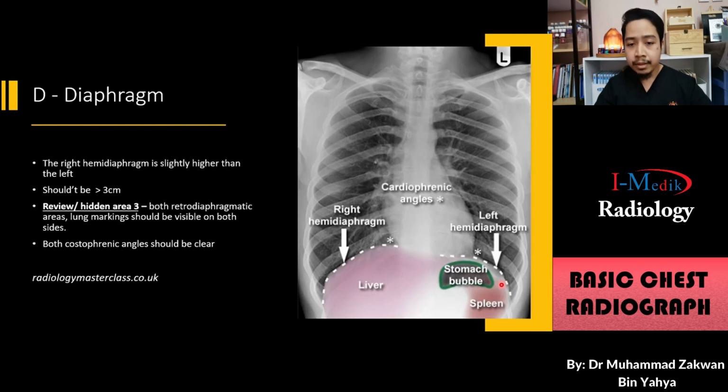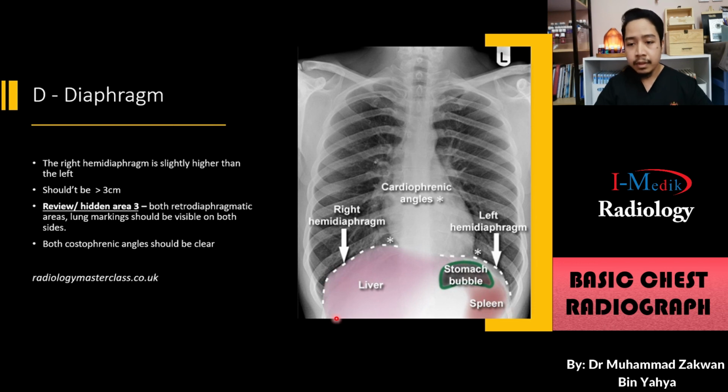D for diaphragm. The right hemidiaphragm is normally slightly higher than the left side, but not more than 3 cm. For the diaphragm, also review the region at both retrodiaphragmatic areas. The lung markings should be visible on both sides. Both costophrenic angles should be sharp and clear.